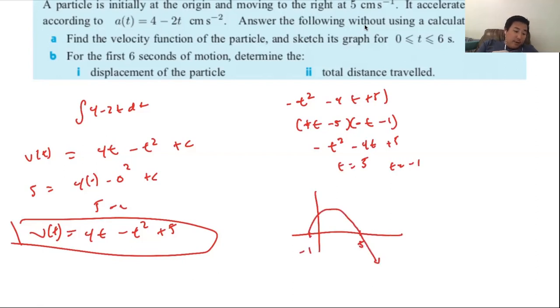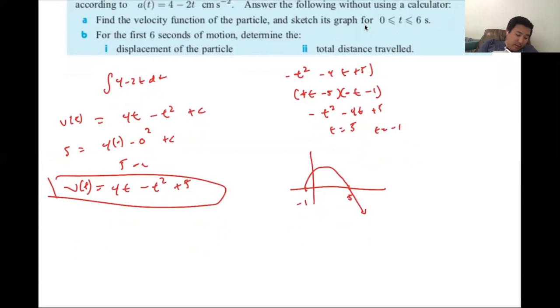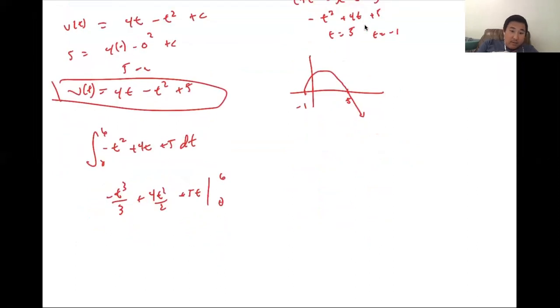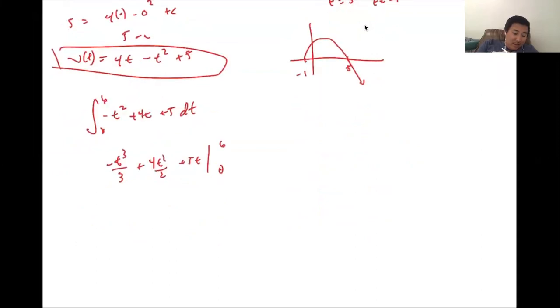For the first 6 seconds of motion, determine the displacement of the particle. So the integral from 0 to 6 of negative t squared plus 4t plus 5 dt. Negative t cubed over 3 plus 4t squared over 2 plus 5t from 0 to 6. Plug in 0, plug in 6. You should get about 30 minus 0, plus 30.